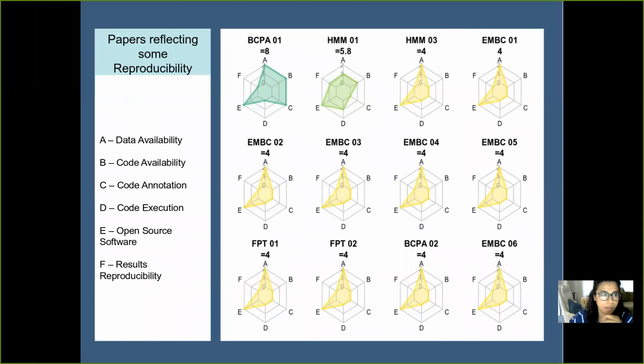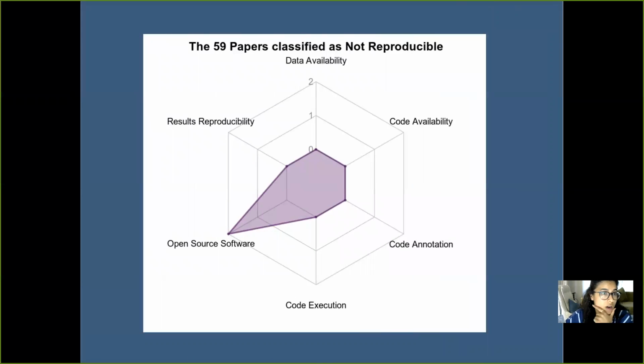And then for the papers reflecting some reproducibility, most of them only provided the data. In the very first plot, I ran into problems with the codes. I suspect different versions of packages were used, which created a bit of a mess, but that was not well documented, so it was a little bit of a problem there. And then the papers that were not reproducible were papers that didn't provide anything, and they were only allocated 2 points for what I had already pre-selected. So it's quite sad and concerning.